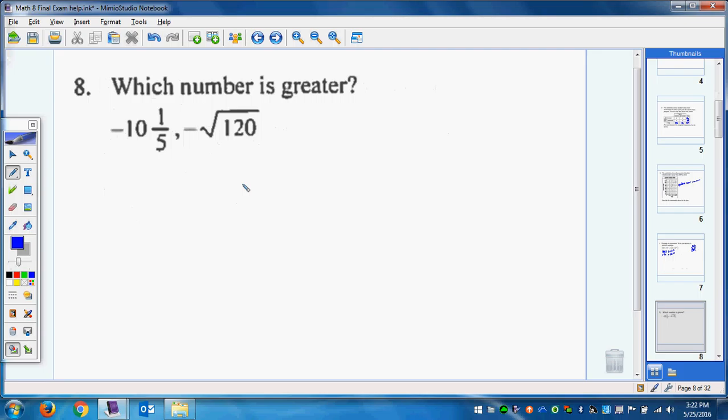Right, which number is greater? To be able to do that, you would actually have to go ahead and change this into an actual integer, decimal, whatever type of number that makes sense to you. So this is actually really the between idea. So the square root of 120 is between what two numbers?